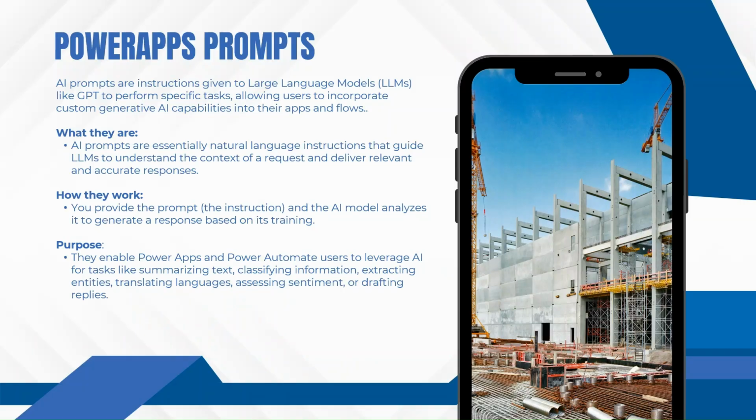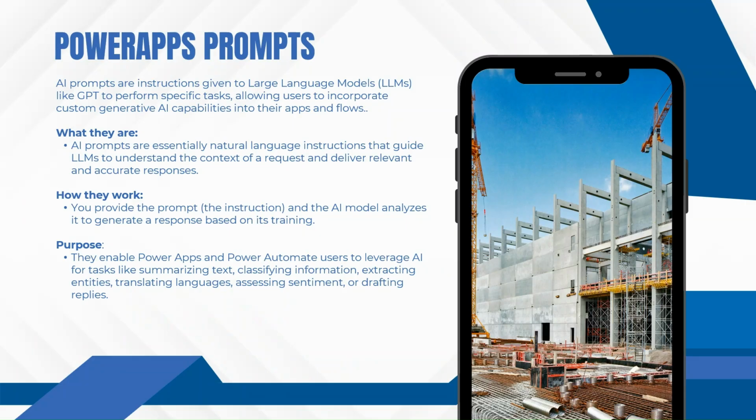Secondly are the Power Apps prompts, which are an integral part of any kind of Copilot discussion. Power Apps prompts are everywhere. You can see them on your Canvas apps, and you can also have them in Copilot Studio. AI prompts are instructions that you can give to large language models like GPT to perform specific tasks, allowing users to incorporate custom generative AI capabilities into their apps and flows.